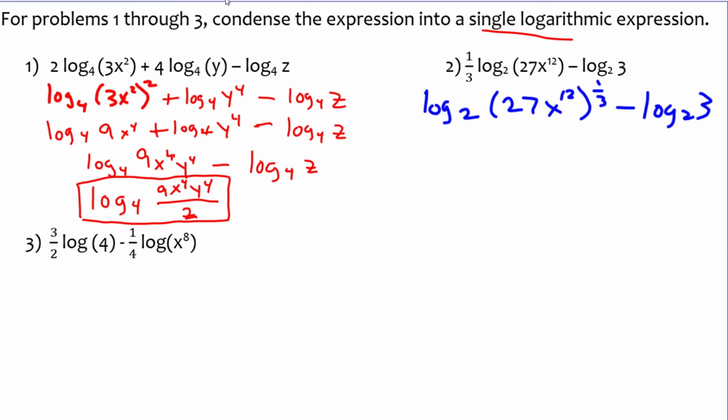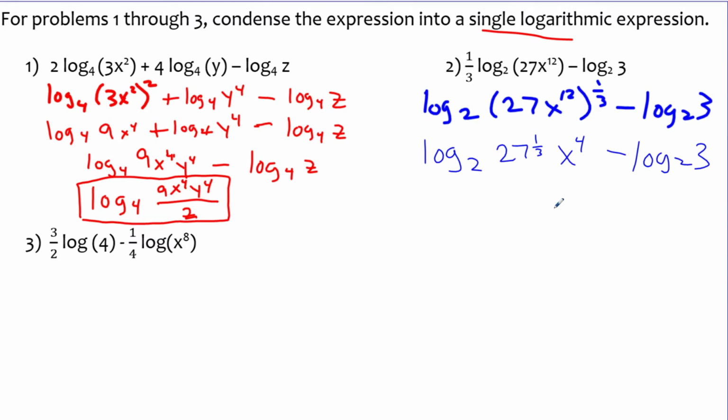So the property of exponents says give the 1/3 to both the 27 and to the x. When I'm giving it to the x, because there's already a 12 there, I'm going to multiply those together. So I'm going to do 12 times 1/3. So this simplify step looks like log base 2 of 27 to the 1/3. And then when I combine it with the x, it's going to say x to the 4th, because 12 times 1/3 is 4.